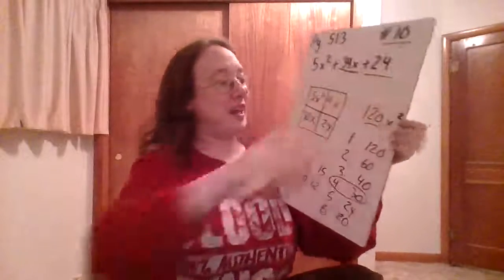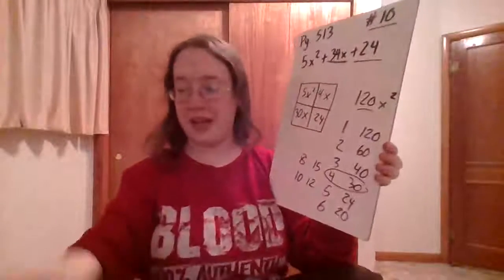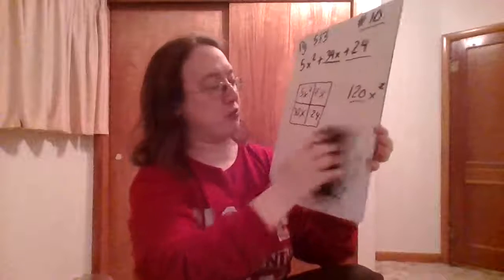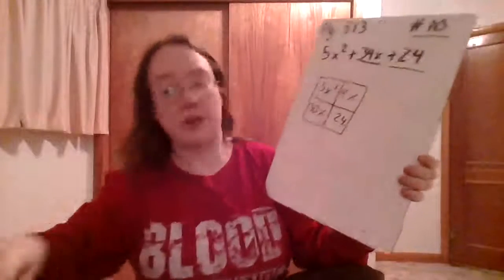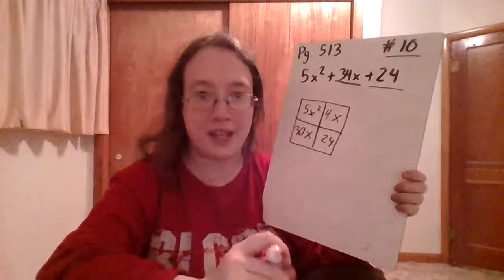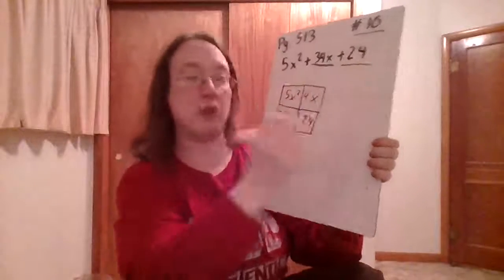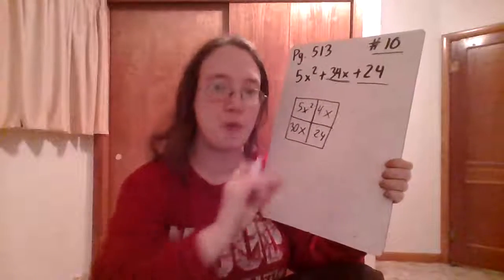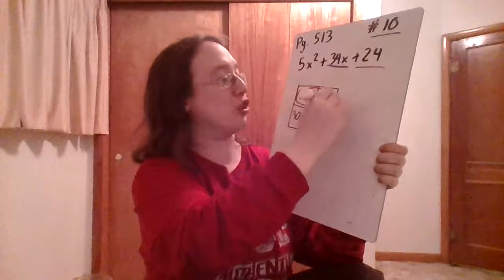Now, this is the kind of tricky part that you have to remember. Once we've got everything in our box, I'm going to scoot some of this out of the way because we're done with that. Once you've got everything in your box, you're looking for the biggest thing that goes in each row and each column. We're not multiplying these, we're looking for the biggest thing that goes into both of them. So we're looking for our greatest common factor, if you want to use that term.